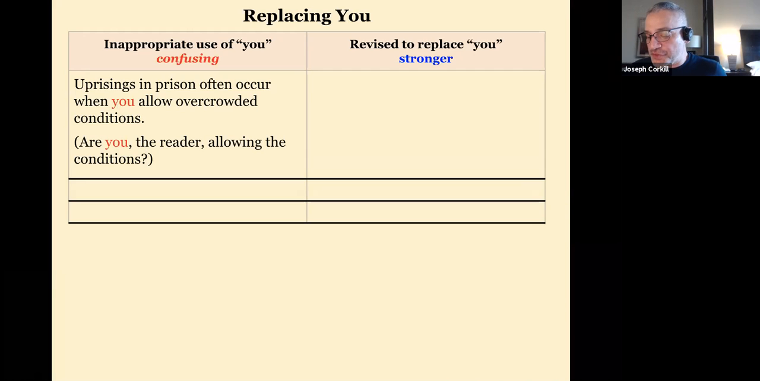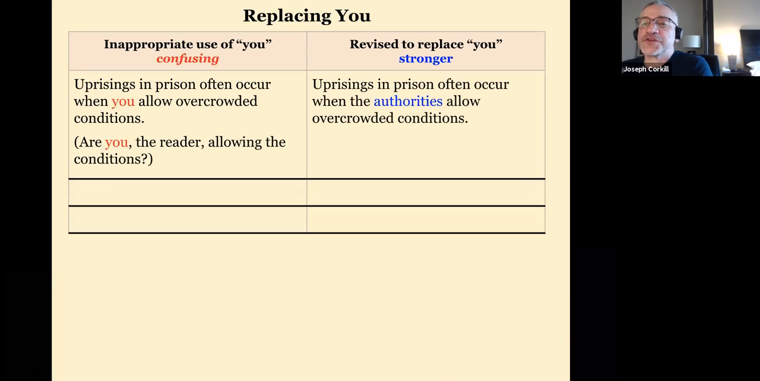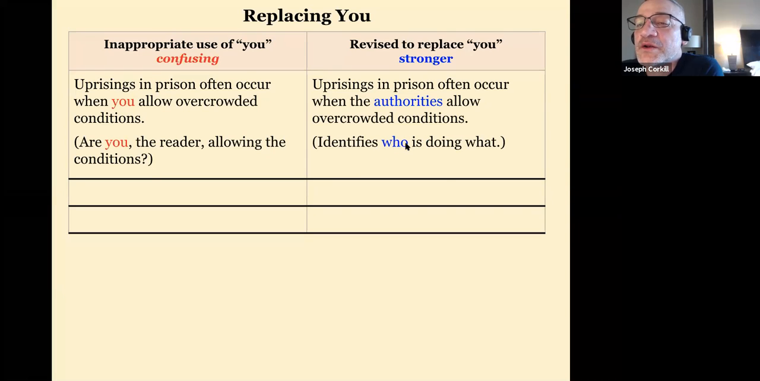So when you switch to third person, it strengthens the sentence. On the right-hand side, uprisings in prison often occur when the authorities allow overcrowded conditions, right? What we did was replace the you with authorities. It identifies who is doing what.